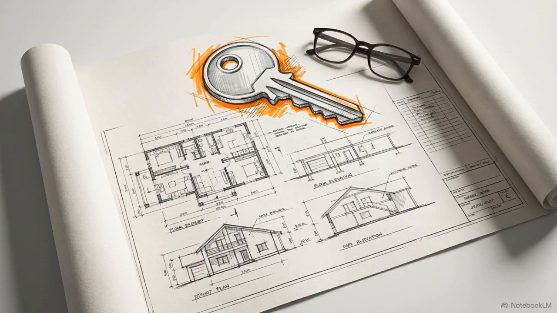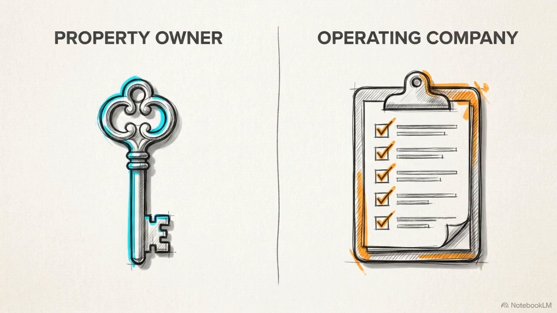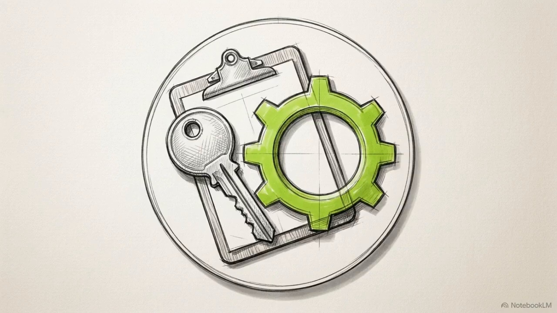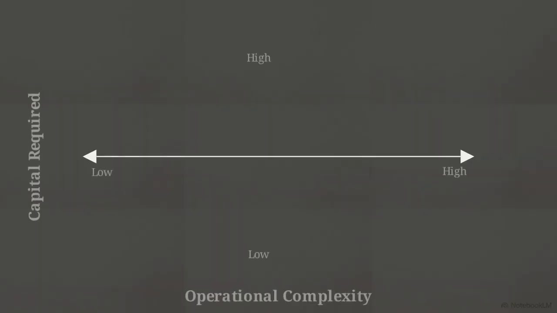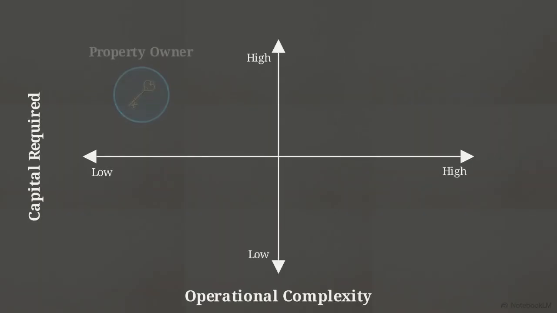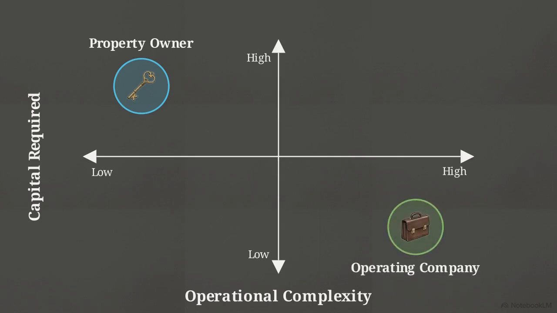Step 1 is clearly defining your role. You have to decide if you are going to be the property owner holding the asset, the operating company running the daily business, or both. This matrix shows trade-offs. The property owner requires higher capital but keeps complexity low. The operating company drops capital needs, but daily complexity spikes. Doing both means absorbing the highest risk and management on both fronts.